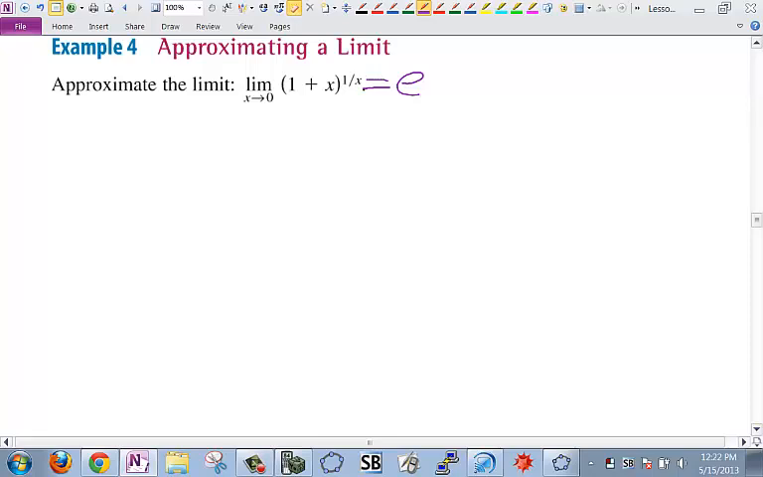Here's the thing. As x approaches 0, what does 1 plus x approach? 1. But does it ever equal 1? No. It's going to be a number insanely close to 1. But even a number insanely close to 1, when raised to a power, can become a big size if the exponent is big enough. What is the exponent here? Infinity. So a number insanely close to 1 raised to an insanely huge power, apparently in this case, creates e.